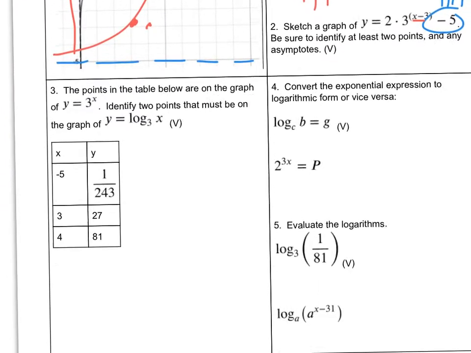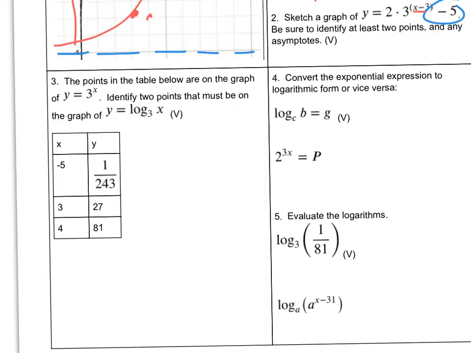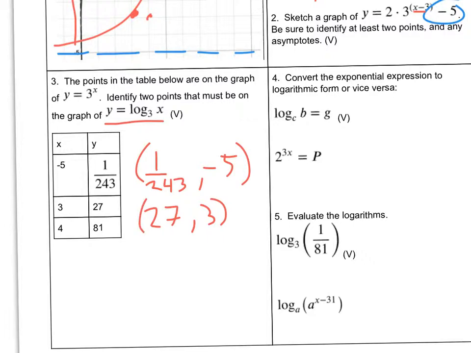Moving onward, we've got a table, and this is the table of y equals 3 to the x. The goal here is to understand that logs and exponents are inverses, so we're switching the x and y coordinates. 1 over 243, comma, negative 5 would be our first point. Second point would be 27, comma, 3. And our third point would be 81, comma, 4.